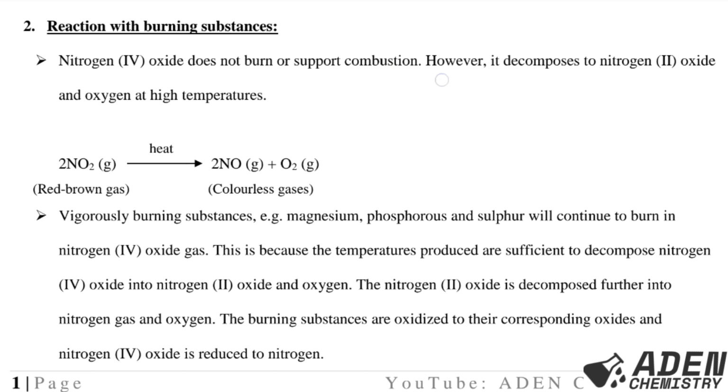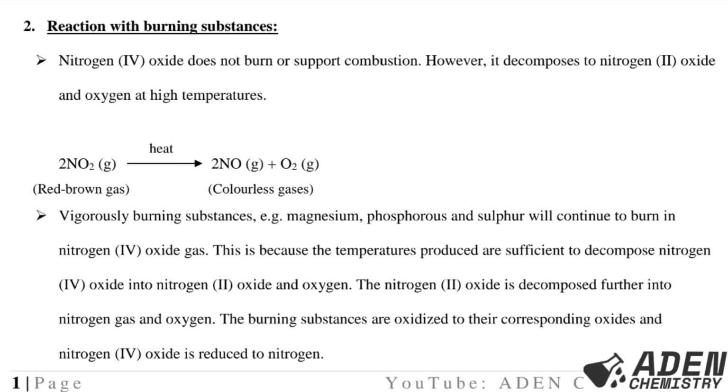However, it decomposes to nitrogen 2 oxide and oxygen at high temperatures, and the equation for that reaction will be 2 moles of nitrogen peroxide gas, which is a red-brown gas. When it is heated at high temperatures, it decomposes to produce 2 moles of nitrogen 2 oxide gas and also 1 mole of oxygen gas. And remember, both nitrogen 2 oxide gas and oxygen gas are colorless gases.